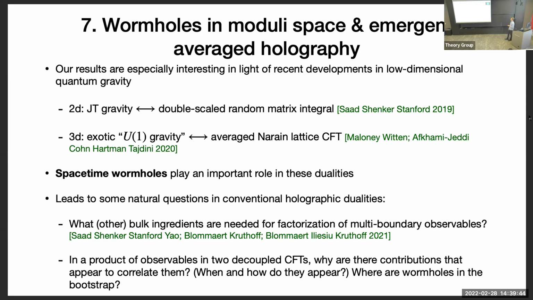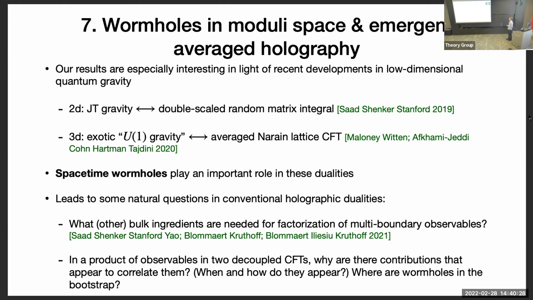And this leads to some natural questions, even in the conventional holographic dualities, that go by the name of the factorization puzzle. You can think of this puzzle as having both bulk and boundary components. The first is: what other bulk ingredients are needed for factorization of multi-boundary observables? Beyond the gravitational path integral, what other bulk ingredients do you need for a theory to factorize? And I have nothing to say about that in the context of n=4. I'm not going to be able to identify the stringy degrees of freedom that lead to factorization of some specific observable.